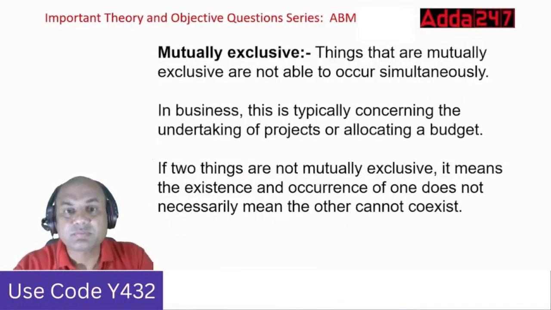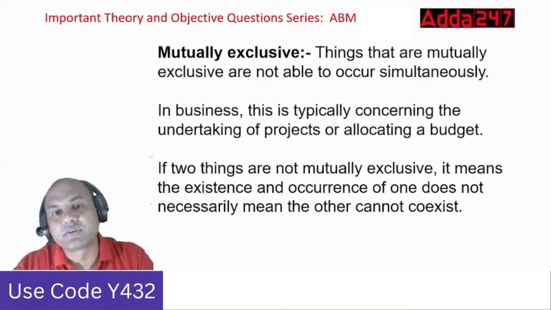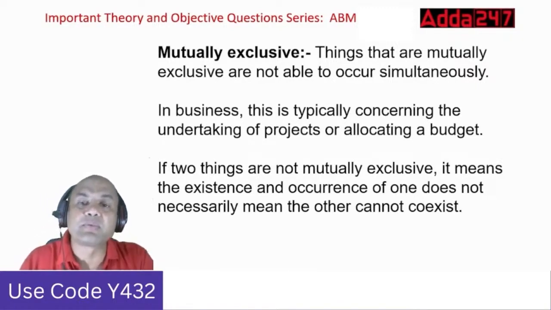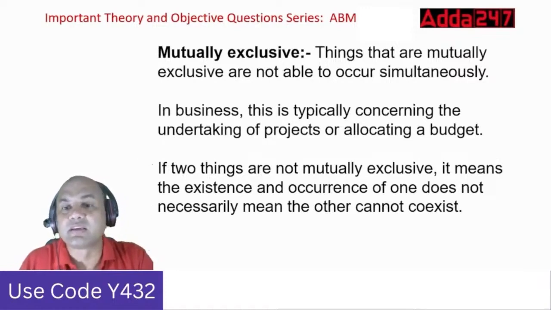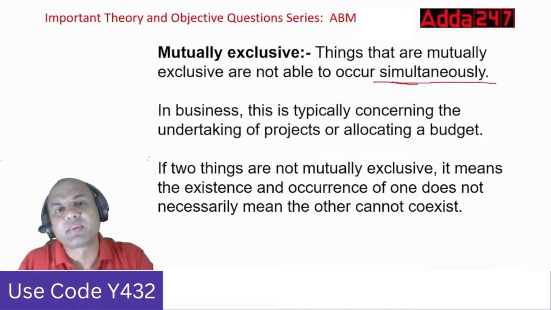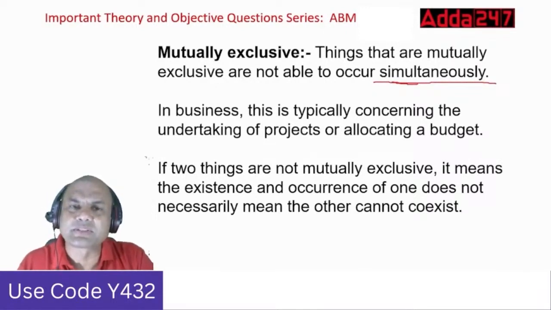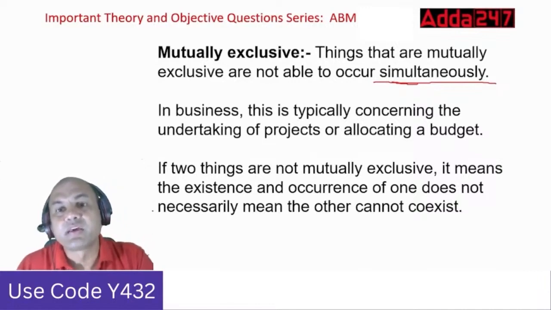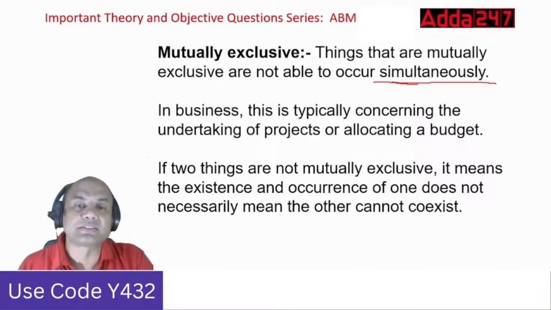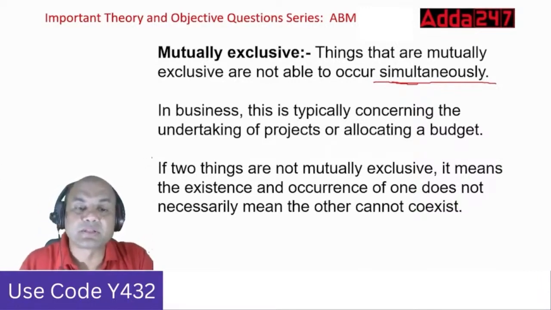Mutually exclusive. Exclusive means what? Things that are mutually exclusive are not able to occur simultaneously. What do you mean by this? Not able to occur simultaneously means at one time they will never occur. Give me one example from your side which will not occur simultaneously. Give me one example.